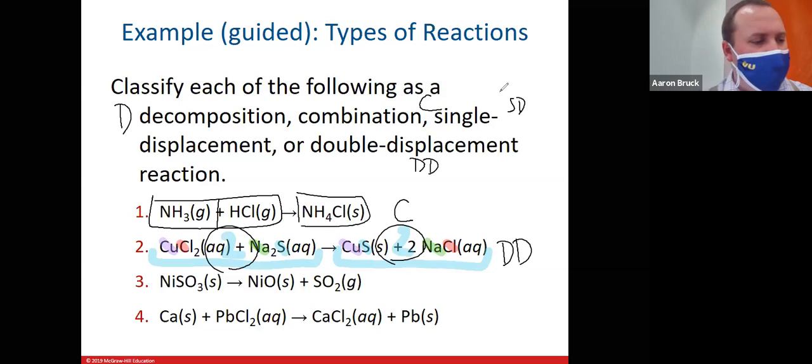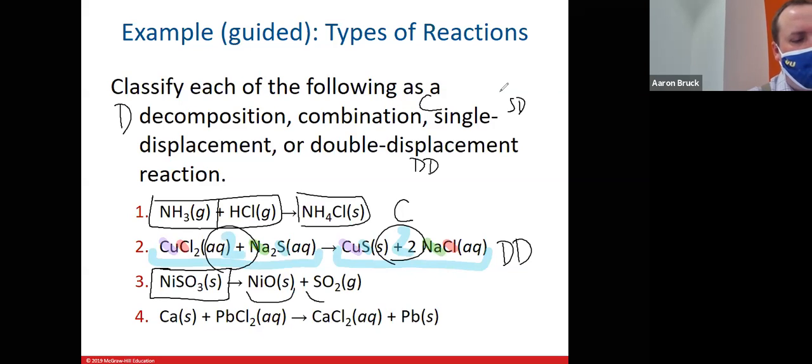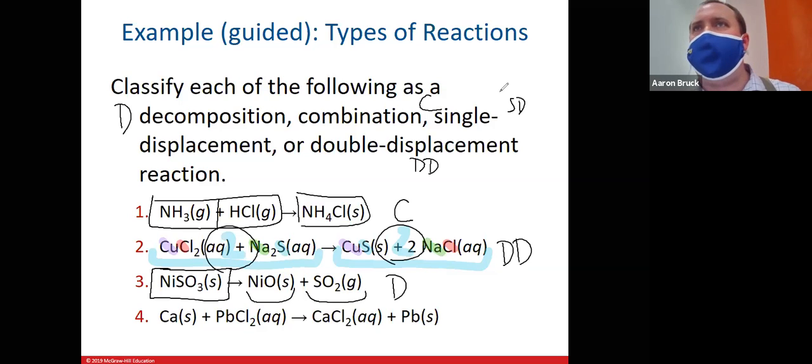In number 3, I've got nickel 2 sulfite turning into nickel 2 oxide and sulfur dioxide. Again, the real key here, single reactant breaking apart into multiple products. That is by definition a decomposition.